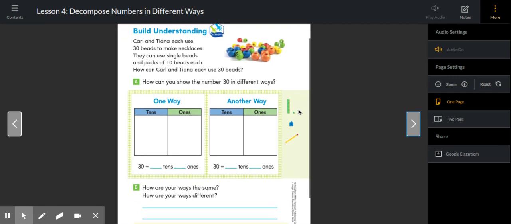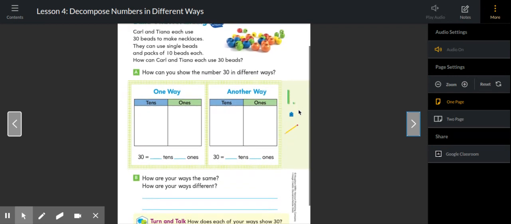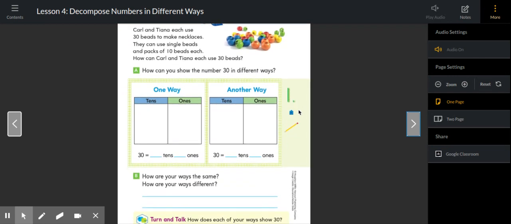So now is where we get into the slightly tricky part. So there are several different ways that you can represent some numbers using tens and ones. So Carl and Tiana each use 30 beads to make necklaces. So picture that. Remember, when we were working on math, we always try to get a picture in our mind of what's happening. Can you picture Carl and his friend Tiana, and they're sitting at a table and they have beads in front of them. They have 30 beads to make necklaces.